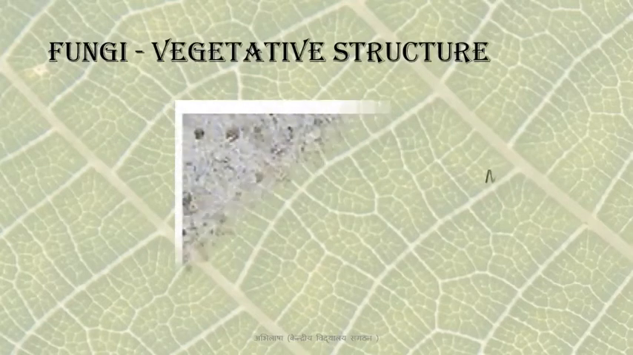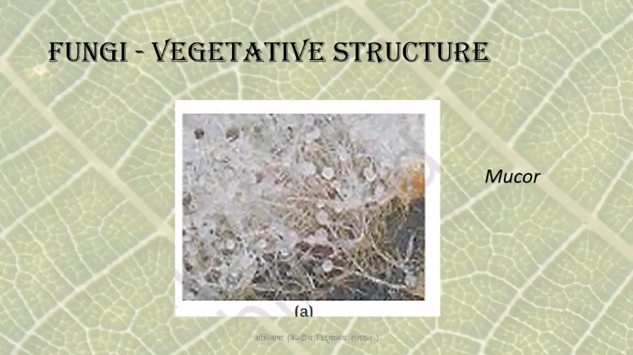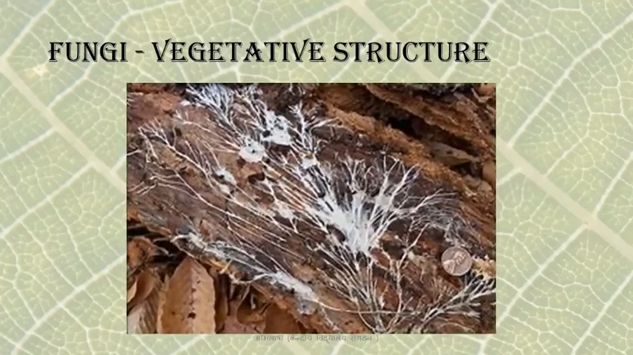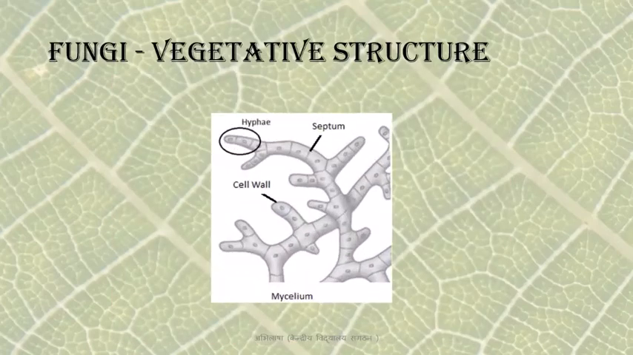This is mucor, a common fungi. Its body is made of long thread-like structures which appear like this when seen closely. These individual threads are known as hyphae, but these hyphae always form a network, a mesh, and this mesh of intermingled hyphae is known as mycelium. So hyphae is a single filament, mycelium is a network of hyphae or network of filaments.